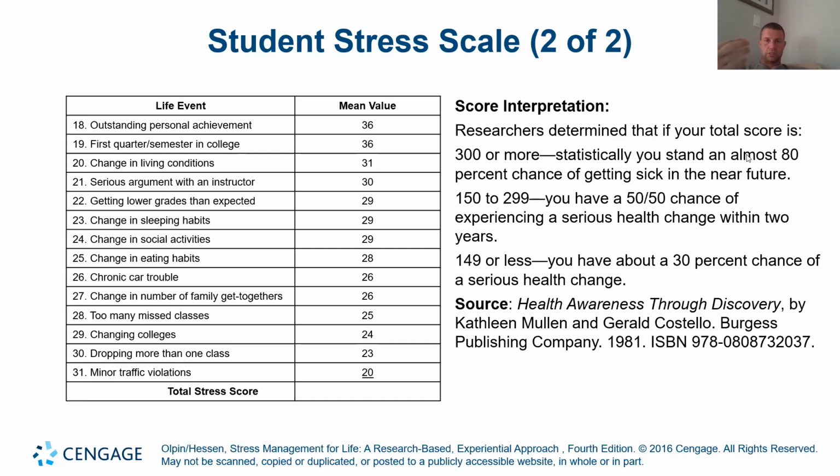So you scale all these, and at 300 or more, statistically you stand almost an 80% chance of getting sick in the near future. At 149 or less, you have about a 30% chance of serious health problems. Basically, it's looking at your stress and how that's going to impact your chance of being physically sick or being healthy, right?